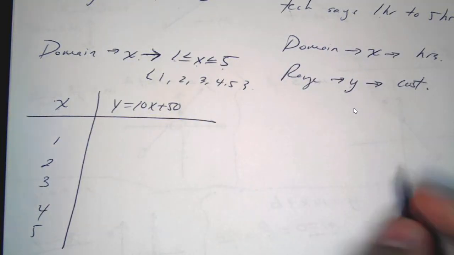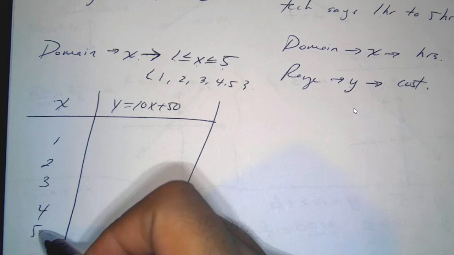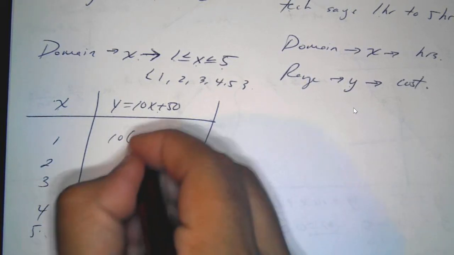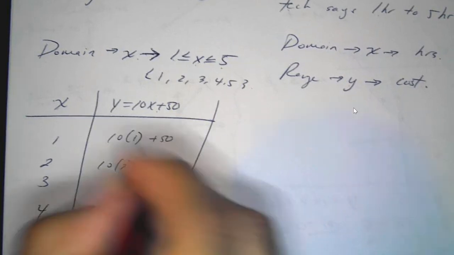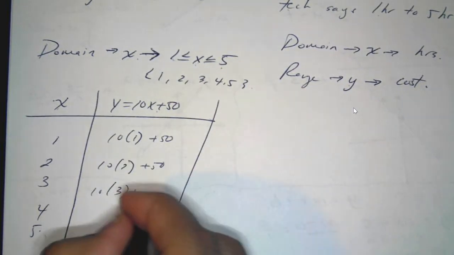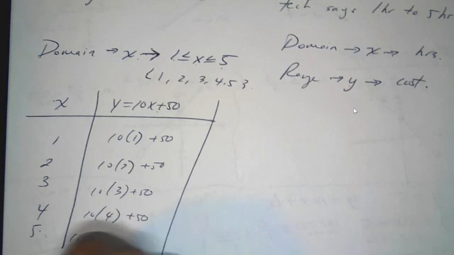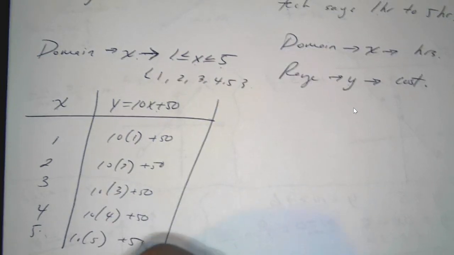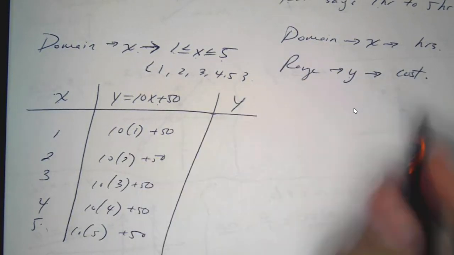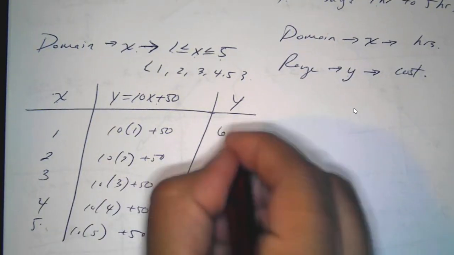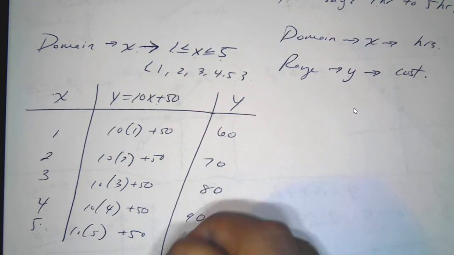How do we get the range? You plug in or substitute the inputs into the equation. So it's 10 times 1 plus 50. 10 times 2 plus 50. 10 times 3 plus 50. 10 times 4 plus 50. 10 times 5 plus 50. And again, we can find our range, our Y, our outputs. Here, it could be $60. Here, it could be 70, 80, 90, or 100.